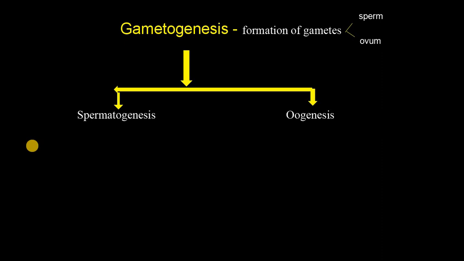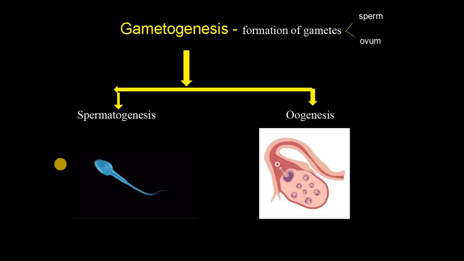Sperma in Greek means seed or germ, which is also related to sperm, and genesis is formation. So spermatogenesis is the process of formation of sperm. Oogenesis. Oon means egg or ovum, and genesis means formation. So oogenesis is the process of formation of ovum. In today's class, we will be studying in detail about oogenesis.